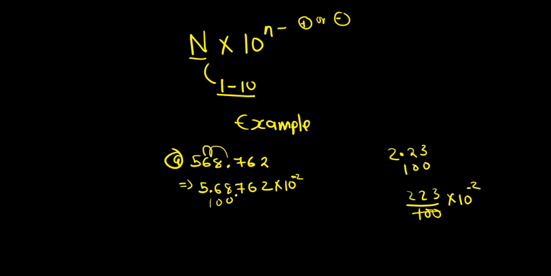So you say 5.6876, let me say 5.68762. Then you divide by 10 to the power negative 2. Okay, so that will bring the point to the original. So that's how you can write that number.